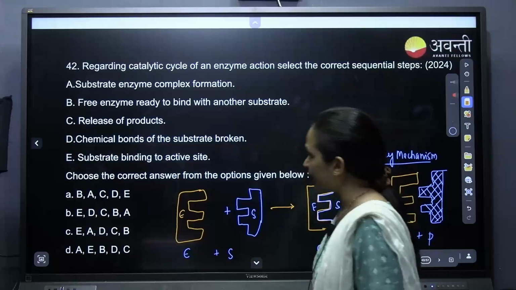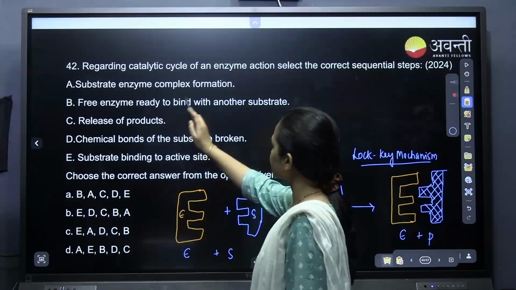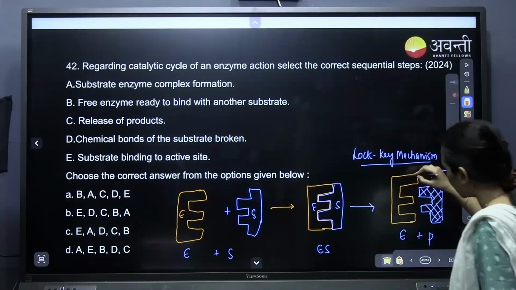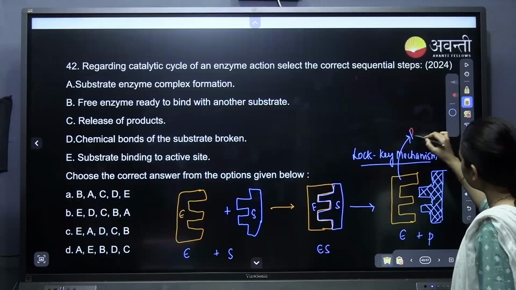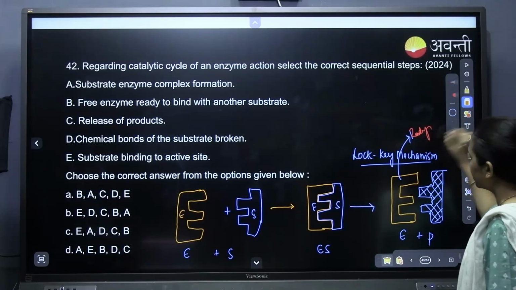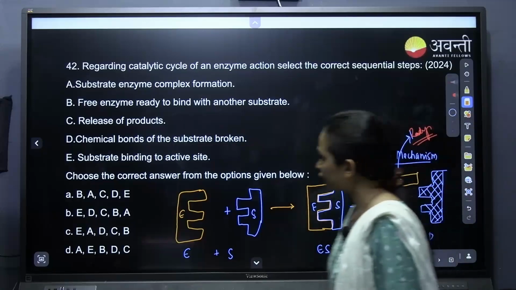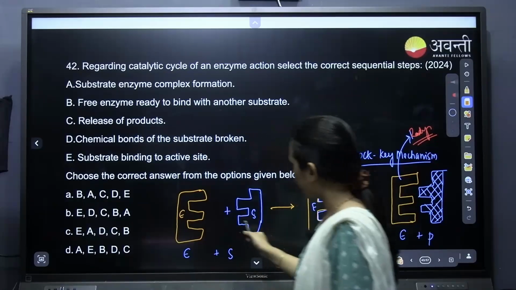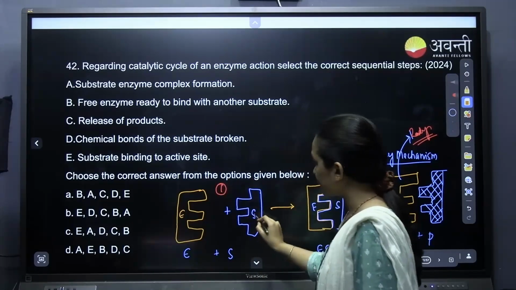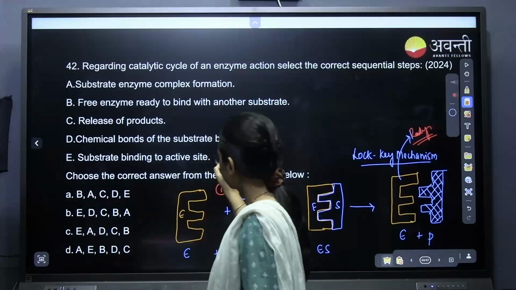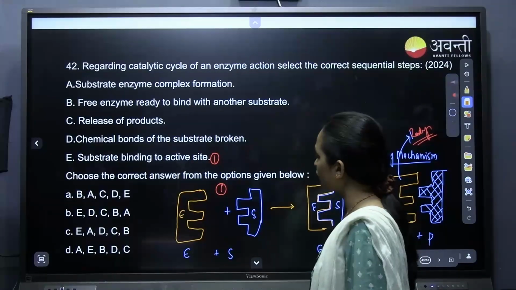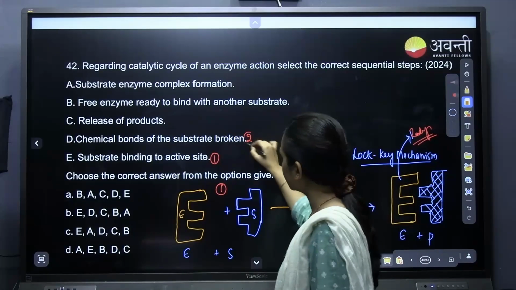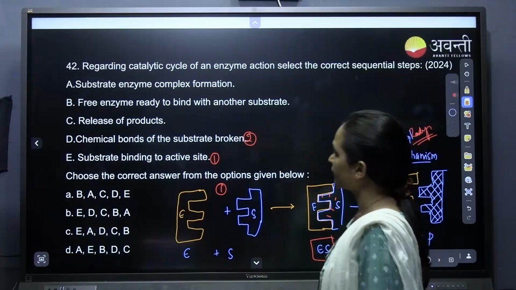Now based on this, tell me. Free enzyme ready to bind, it is the last step. Now this free enzyme is ready to bind to the next substrate. This is the last step now. Release of products, chemical bonds of the substrate broken, substrate bind to active site. The first step is the substrate binding to the active site. Chemical bonds of the substrate are broken. Here the bond formation will be there, the chemical bonds will be broken. This will be the second step, that is enzyme substrate complex.